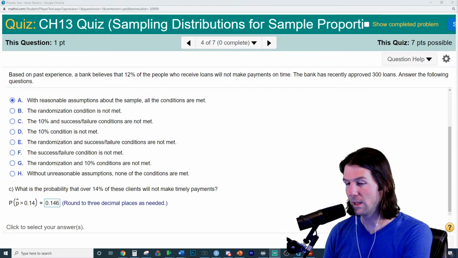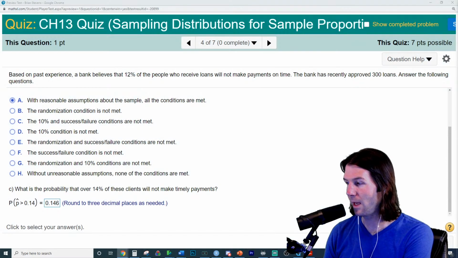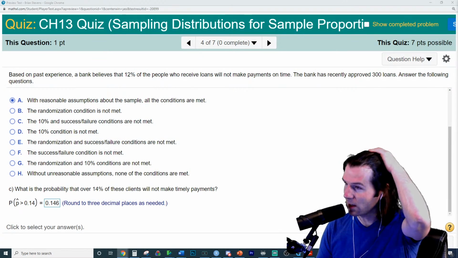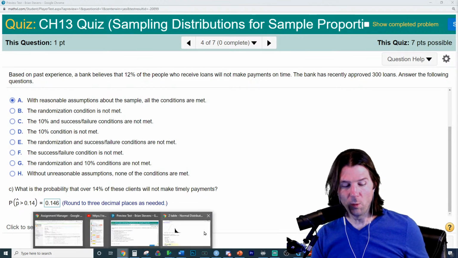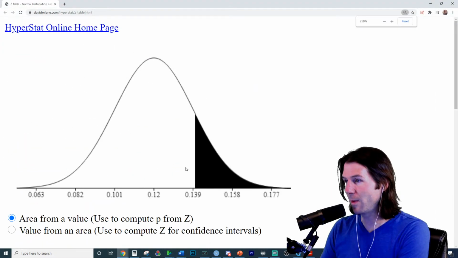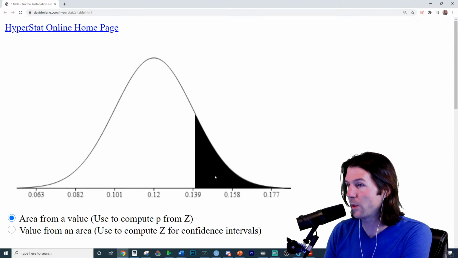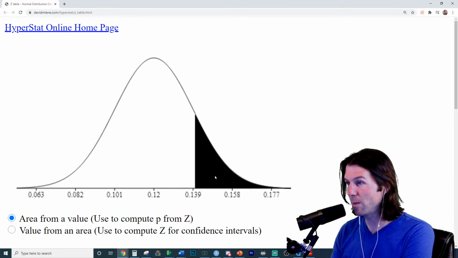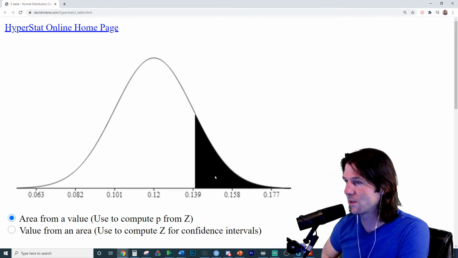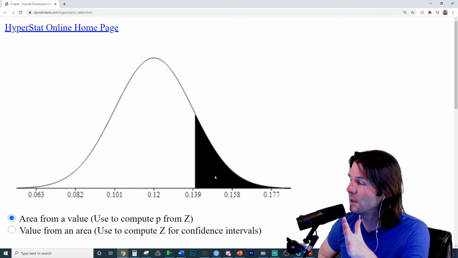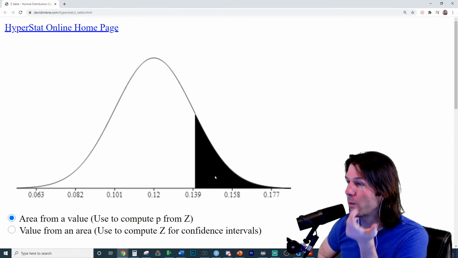So what we are doing is we are saying, what is the probability that 14% of people don't make timely payments? And let's look at the graphic. Looking at the graphic, what percent of people do we not expect to make timely payments on time? If we take a sample of 300, what's the most likely proportion of people to not make timely payments? Just think proportion-wise. Don't think amount. Just think, if I took a sample of 300 people, it's most likely that this proportion would not make timely payments.